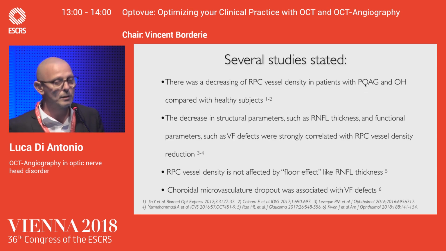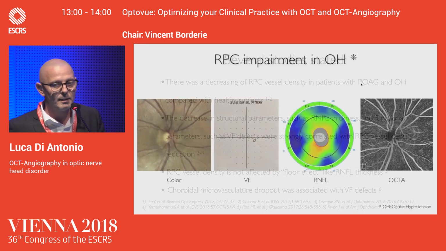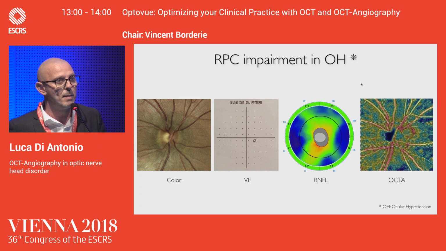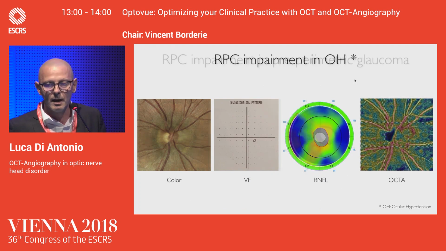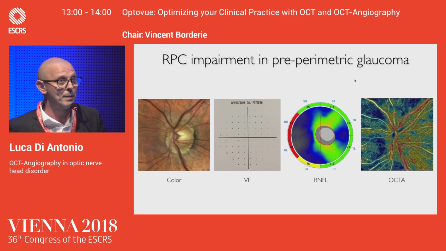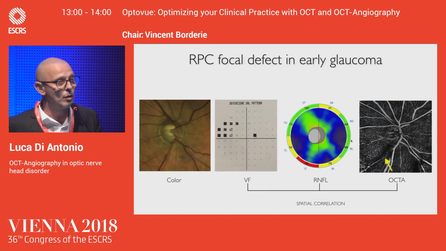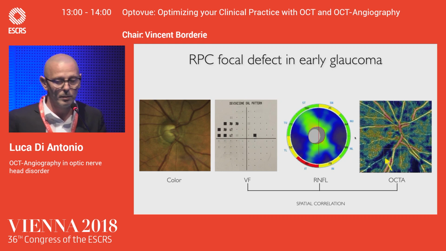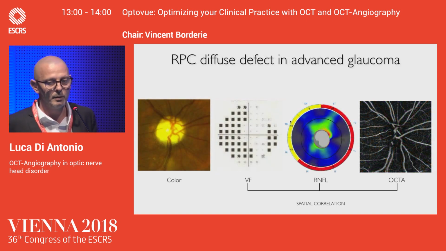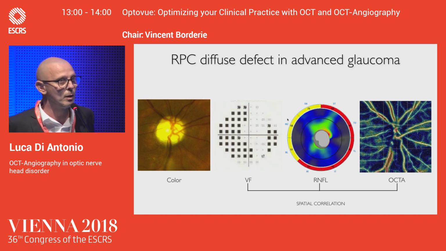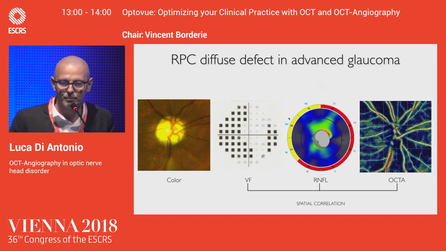And then the choroidal microvasculature dropout was associated with the visual defect. This is an example of the RPC impairment in case of ocular hypertension. Another case of preperimetric glaucoma, you can see the reduction of the vessel density. And this is the case of the focal defect in the early glaucoma that perfectly corresponds to the RNFL defect and visual test defect. Meanwhile, in diffuse glaucoma, we see the diffuse reduction of the RPC vessel density.